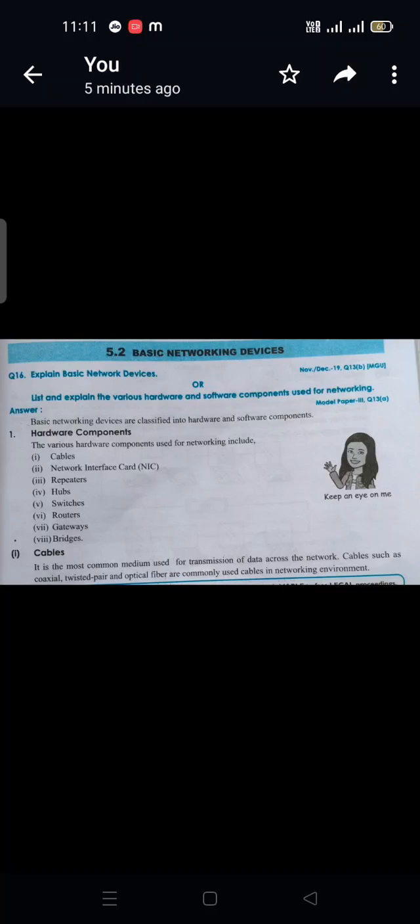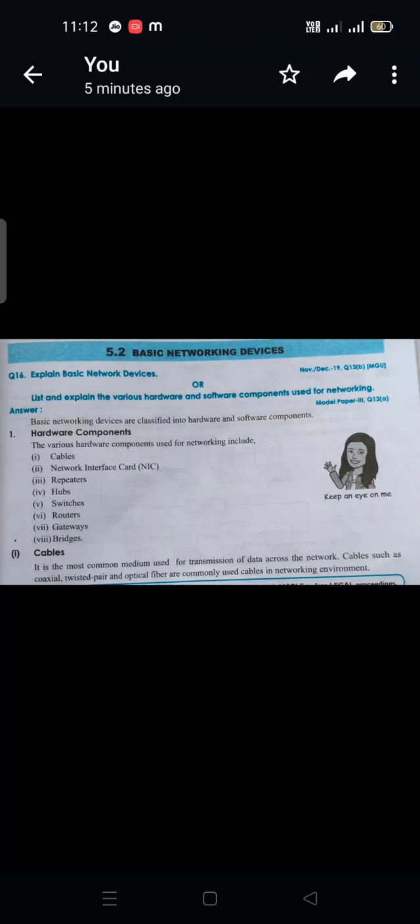So cables, what are they? Cables are generally used for data transmission across the network. Cables are nothing but wires, like the ones you see in the lab connected to the CPU and monitor. These may be coaxial cable, twisted pair cable and optical fiber, which are the commonly used cables in a networking environment. We will learn about these cables in the further classes of this unit.